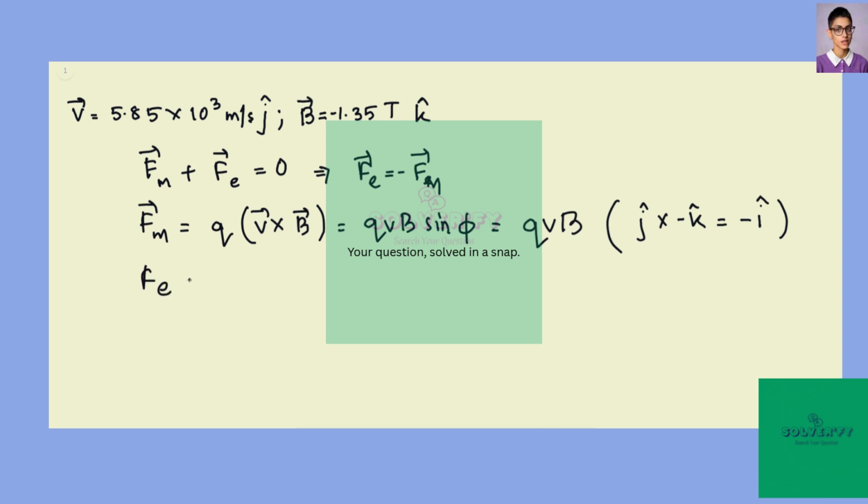Similarly, the magnitude and direction of the electric force is Q times the electric field. So the magnitude is just Q times the magnitude of the electric field, and the direction should be along the electric field, though not exactly, depending on whether the charge is positive or negative. If the charge is positive, this is along the electric field. If the charge is negative, this should be opposite to the electric field.